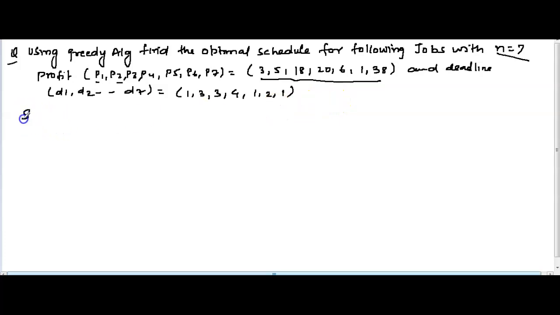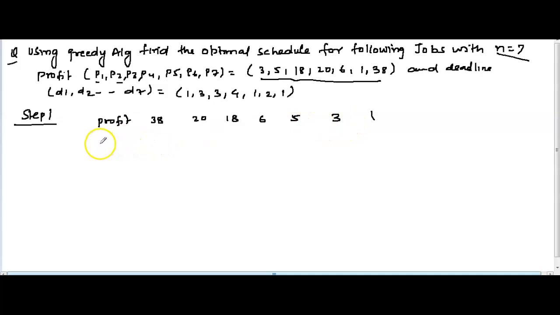So I will do it step by step. What you have to do: first, you write the profit here in the descending order. So tell me, 38 first, then 20, 18, 6, 5, 3 and 1. This is descending order, right?